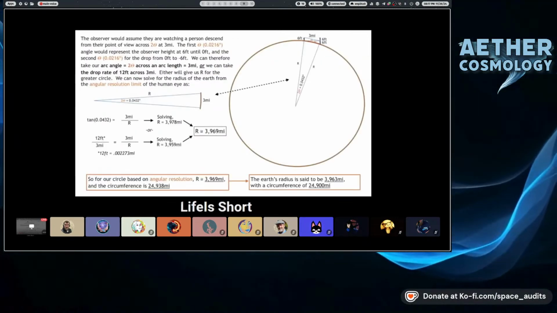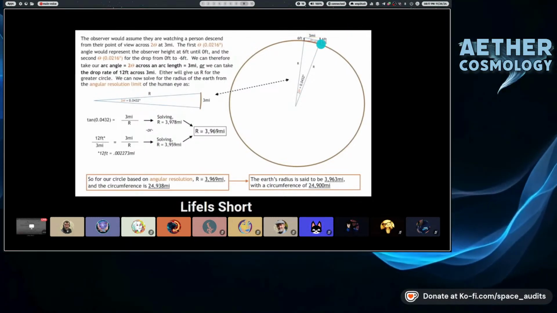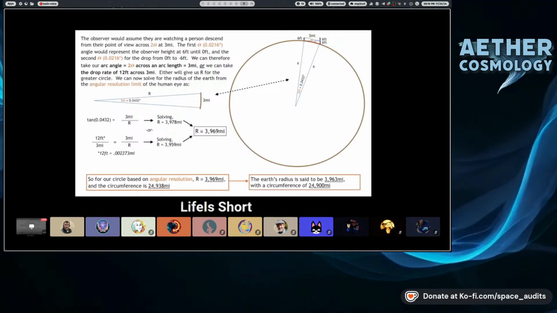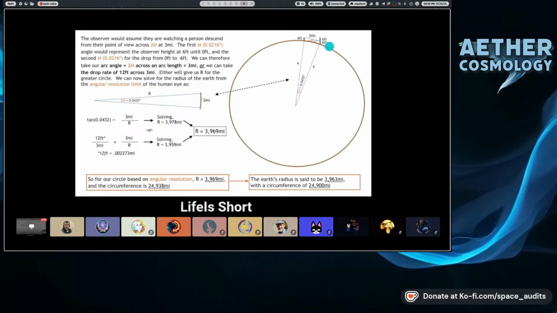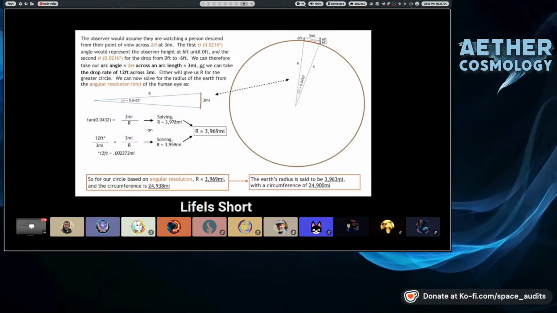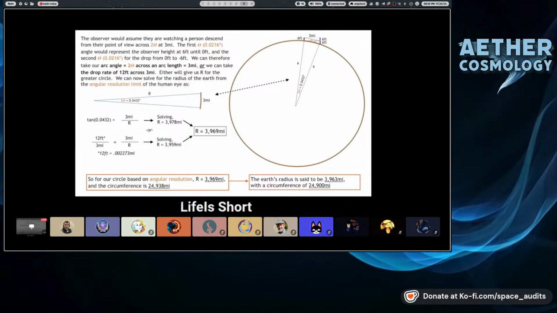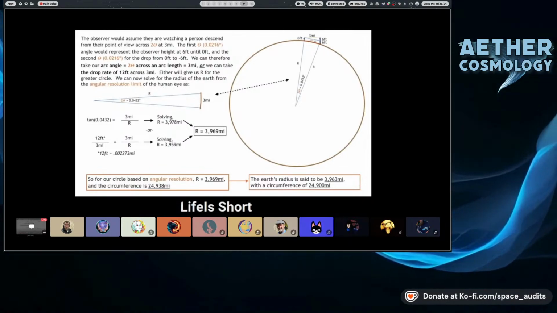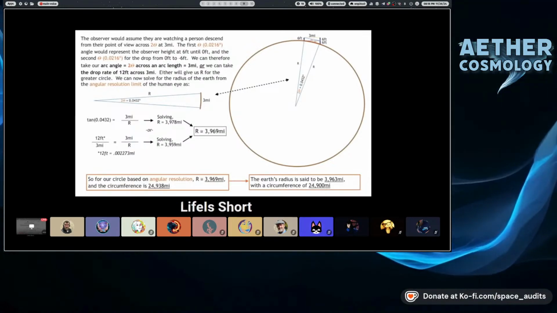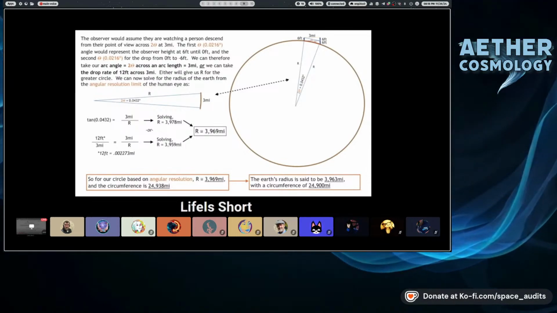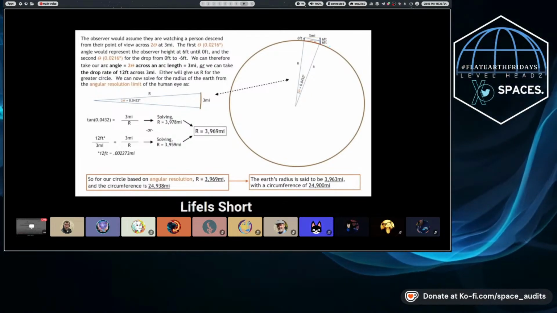So the observer would assume they are watching a person descend from their point of view across 2 theta at 3 miles. The first theta, 0.0216 degrees, would represent the observer height at 6 feet until reaching 0 feet, and the second theta for the drop from 0 feet to minus 6 feet. So we can therefore take our arc angle of 2 theta across an arc length of 3 miles, or we can take the drop rate of 12 feet across 3 miles. Either will give us r for the greater circle. We can now solve for the radius of Earth from the angular resolution limit of the eye as our segment here with r along the radius or along the one aspect of the triangle and 3 miles as our opposite end, and the angle being across 2 theta, which is 0.0432 degrees.